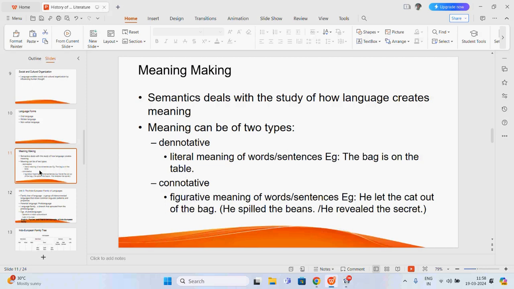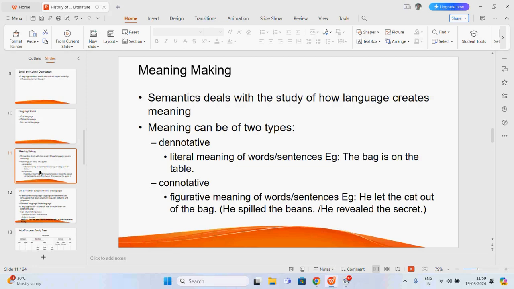The second type of meaning is connotative meaning. Now this makes language slightly difficult, but it also makes language very interesting. Take one example.